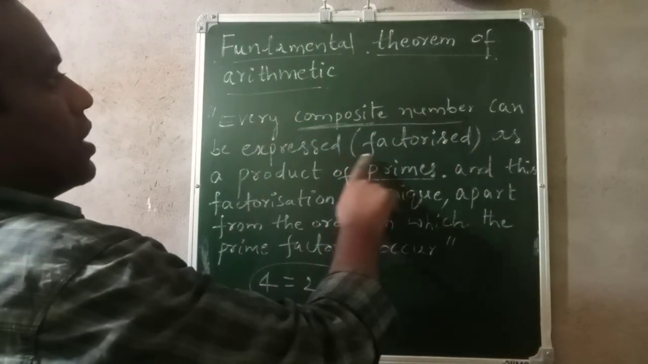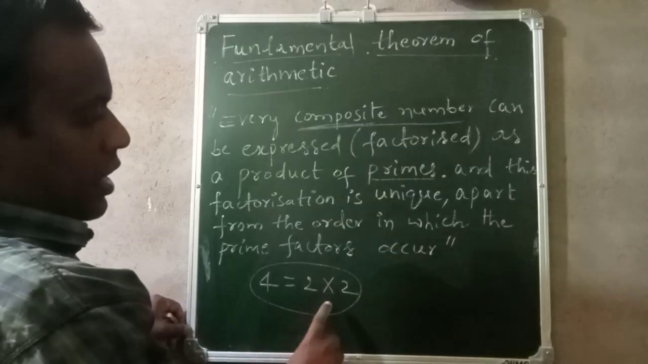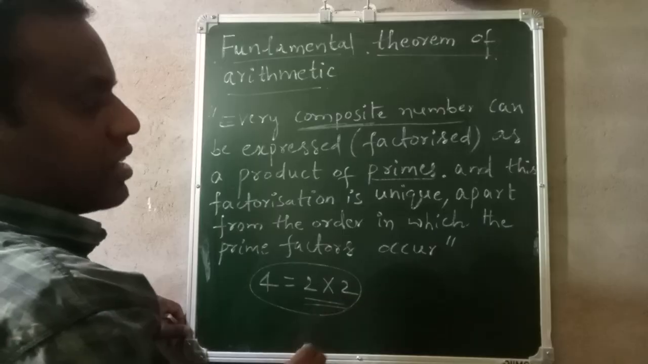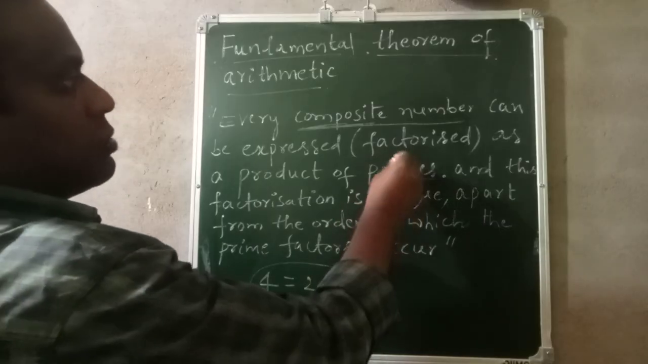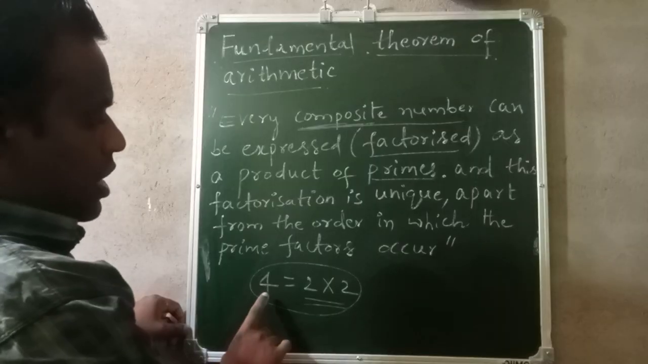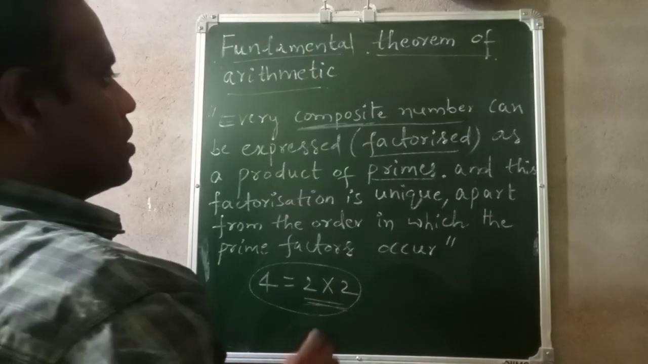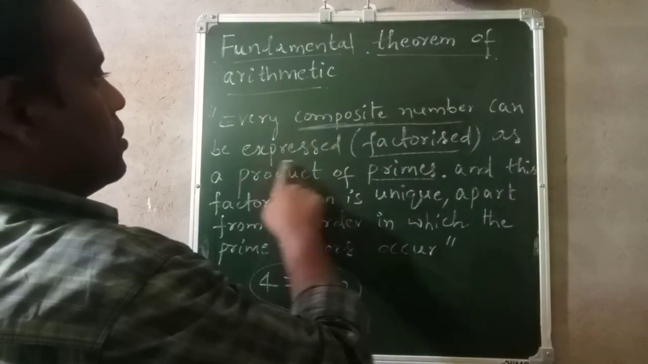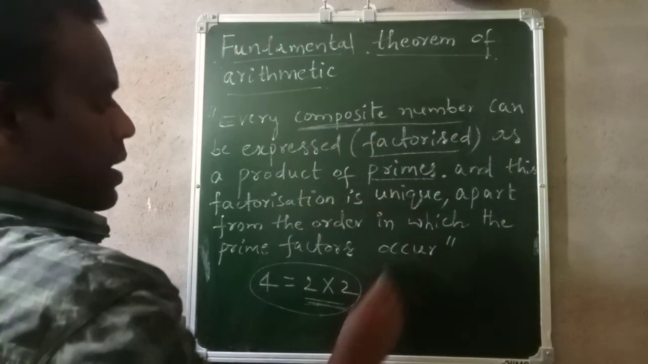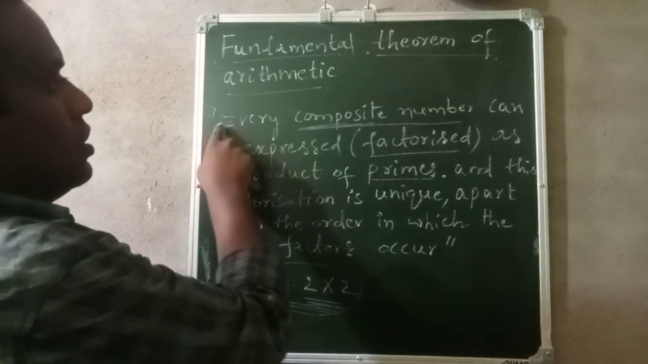Every composite number can be expressed or factorized. So whatever I have written, multiplication with prime numbers, this is called factorization. That's why they have written factorized in the bracket. Now it is like 4 is factorized like this, 2 into 2. So every composite number can be expressed or factorized as a product of primes. So this is the meaning. I have taken an example, so you understood this part.